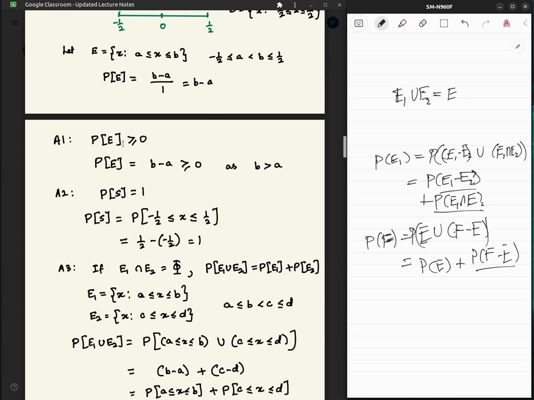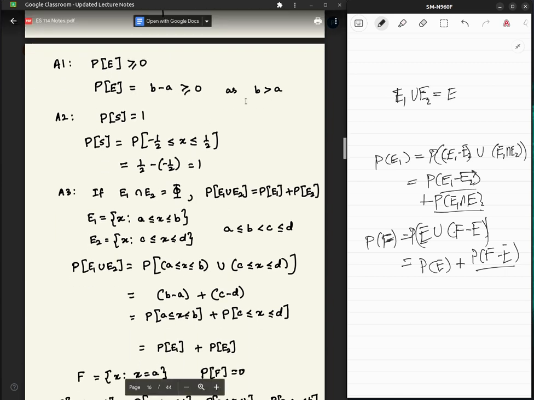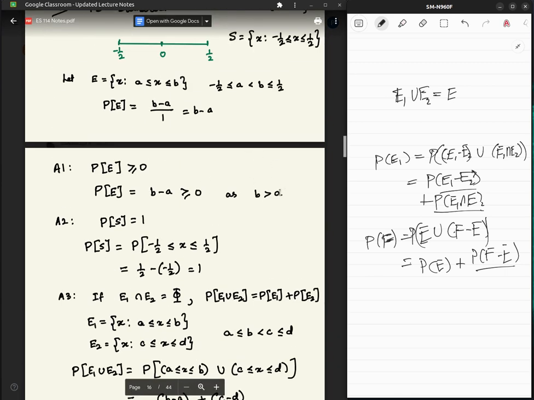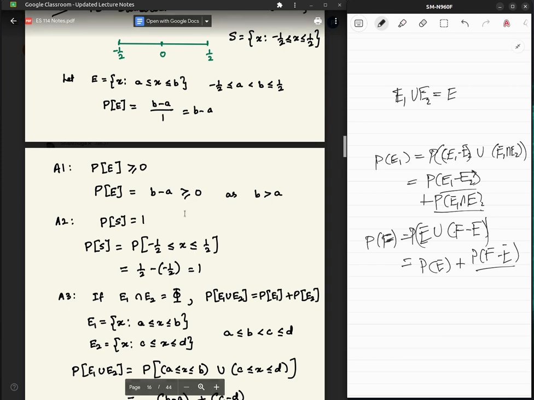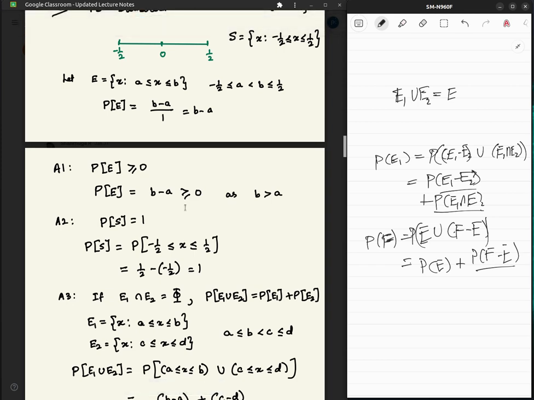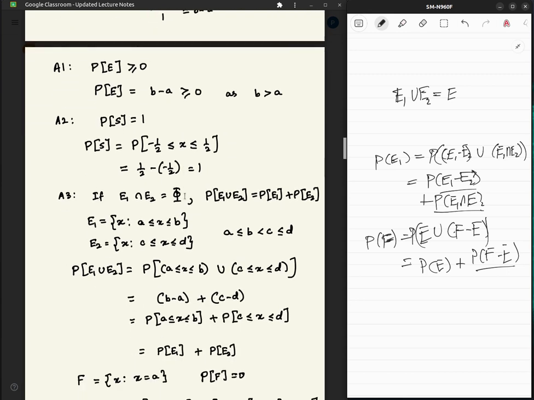A1, probability of E is bigger than or equal to 0. Probability of E equals B minus A, bigger than or equal to 0 as B is bigger than A. Come on, seriously. You just said B is bigger than A, then how can B be equal to 0? If there is something in there and you're saying equal probabilities, then it has to be bigger than 0. He just made a mistake, I guess. I mean, it is of course bigger than or equal to 0, but you could write bigger than 0. What's the big deal? Okay.